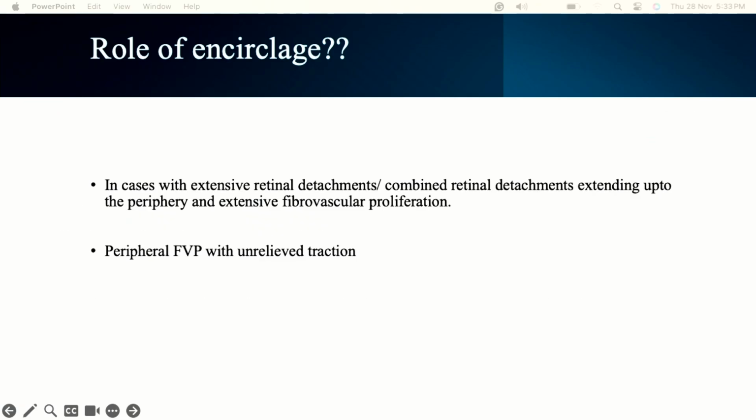Is there any role of encirclage in TRDs? Well, it can be used in cases with extensive retinal detachments, or combined RDs extending up to the periphery, or with extensive fibrovascular proliferations, or if there is a peripheral FVP with unrelieved traction, which we cannot relieve without sacrificing the lens, if we want to preserve the lens.